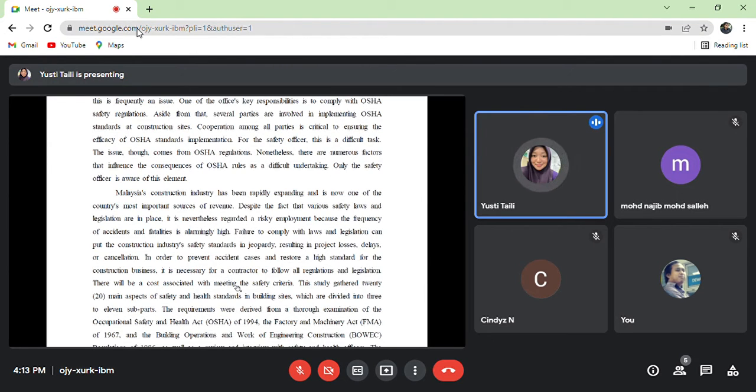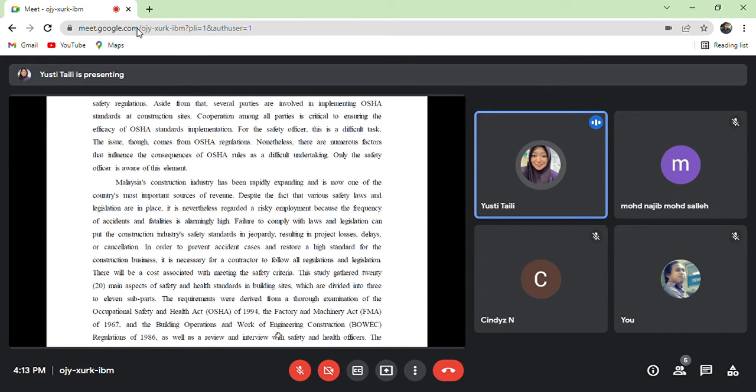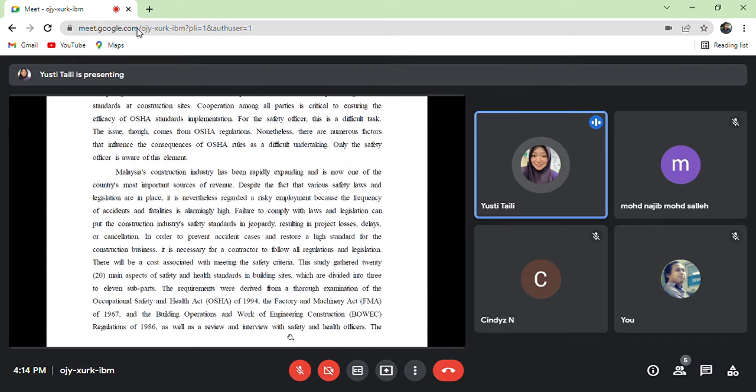There will be a cost associated with meeting safety criteria. The study gathered 20 main aspects of safety and health standards in building sites, which are divided into 311 subparts. The requirements were derived from a true examination of OSHA 1994, the Factory and Machinery Act (FMA) 1967, the Building Operation and Work of Engineering Construction Regulation 1986, as well as review and interviews with safety and health officers.